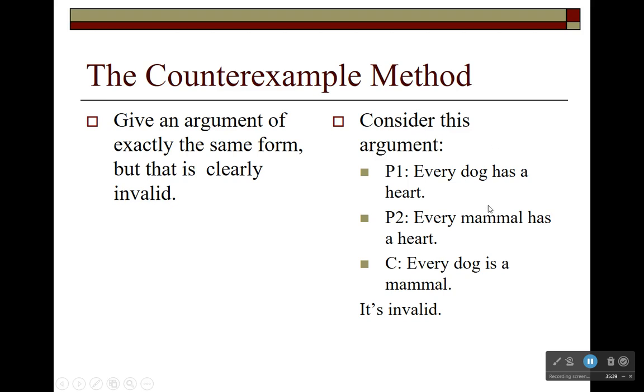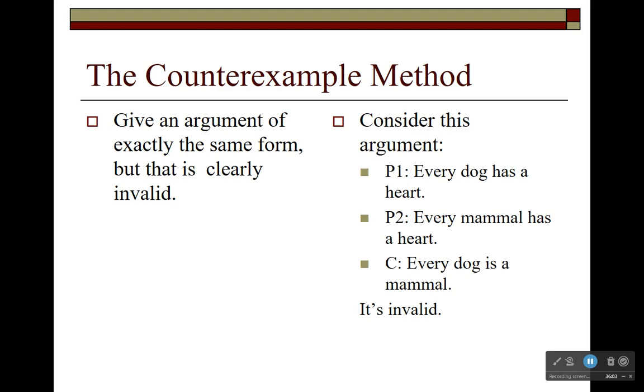The premises are true and the conclusion is true, but this is invalid because the truth of the premises doesn't make the conclusion true in this case. In this case, the conclusion just happens to be true. It just kind of accidentally happens to be true. It happens to be true for reasons that have nothing to do with the truth of the premises. That's why this is an invalid argument.